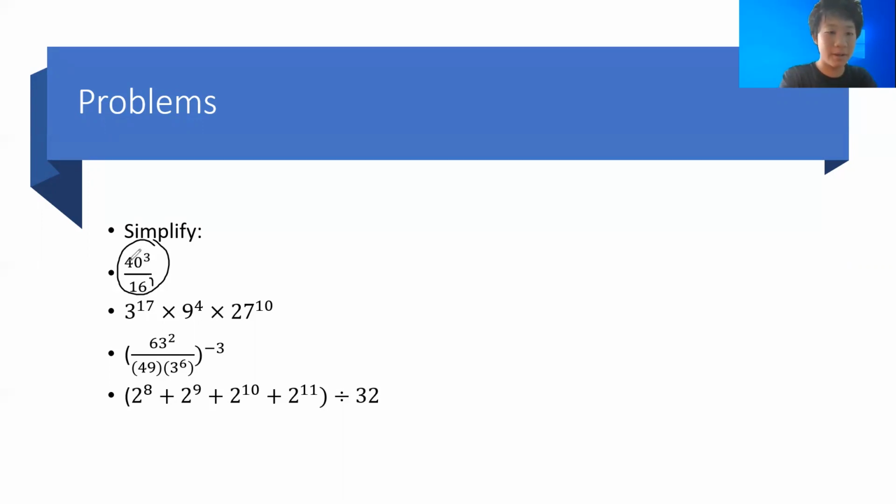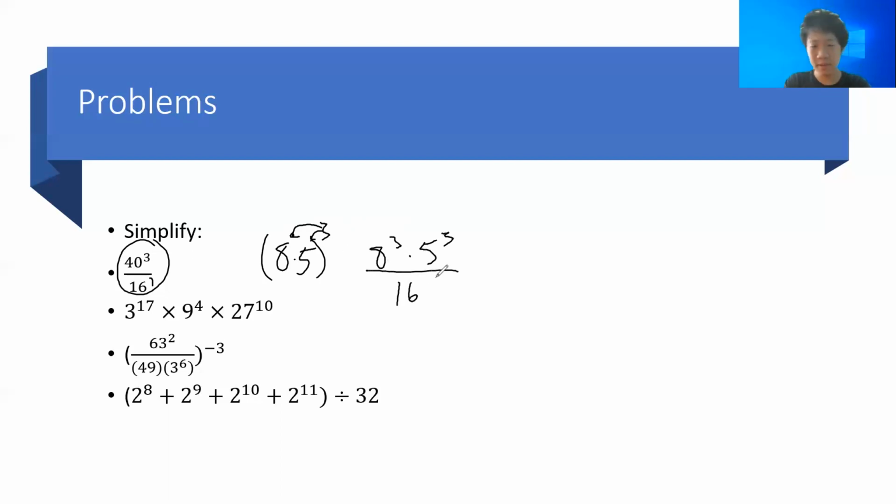And remember how 40, we can break down 40 into 8 times 5. And this is going to the third. 8 times 5 to the third, we know that we can distribute the 3. So we get 8 to the third times 5 to the third. This is divided by 16. Well, they're still not related. But 8 is a power of 2. 8 is 2 to the third. 16 is also a power of 2, 2 to the fourth. So we can replace these with 2 to the fourth and 2 to the third. Remember how this is 2 to the third power.